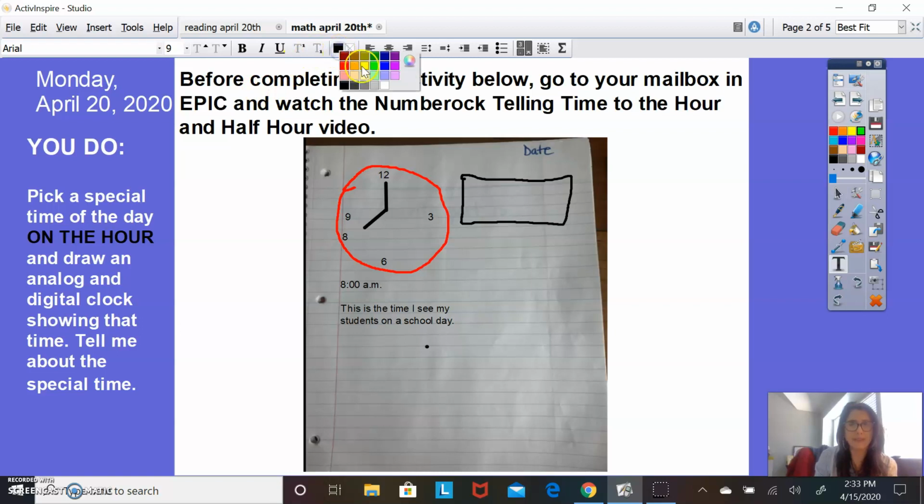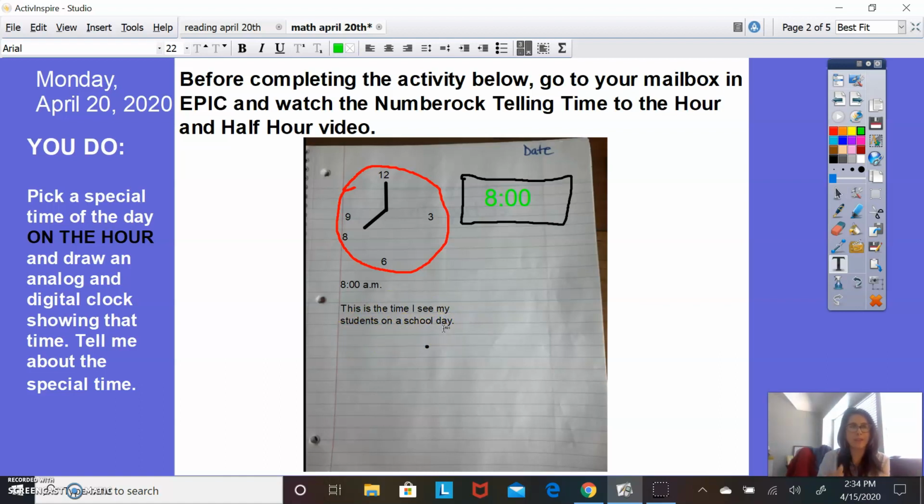And this is where I will fill in here. And I'm going to use a bright color right here. And I'm going to make this a little bigger. So it's going to say 8. Just like that. So this is my digital clock showing 8 a.m. And I did tell you here, this is the time I see my students on a school day.